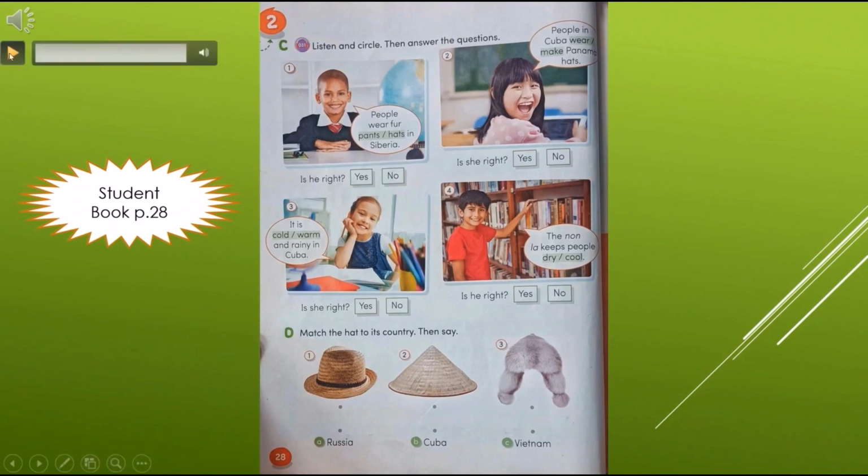Okay. One more time. C. Listen and circle. Then answer the questions. Number 1. People wear fur hats in Siberia. Number 2. People in Cuba wear Panama hats. Number 3. It is cold and rainy in Cuba. Number 4. The non-law keeps people cool.